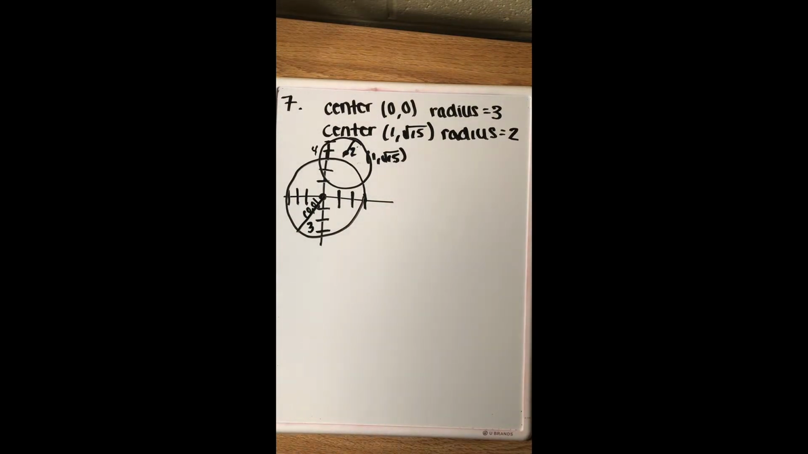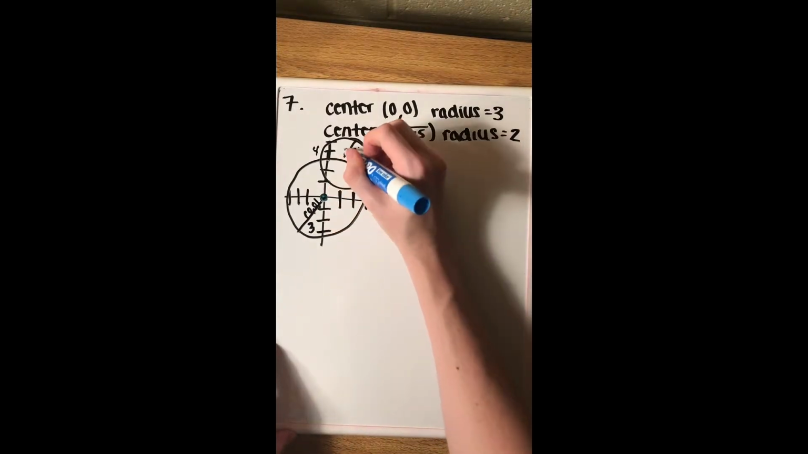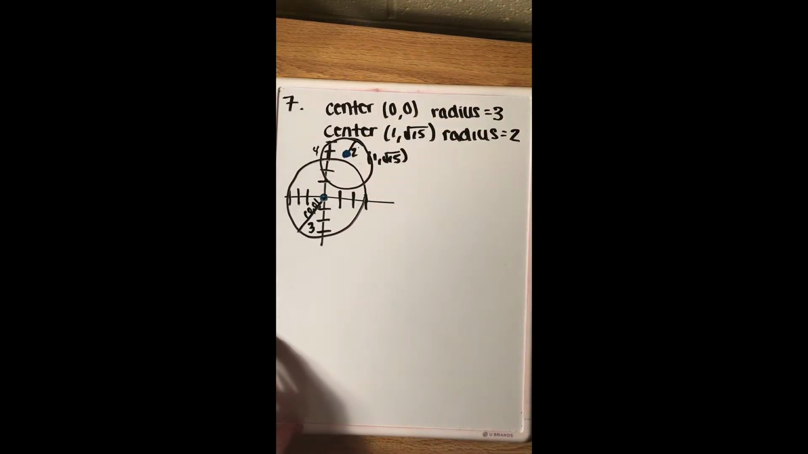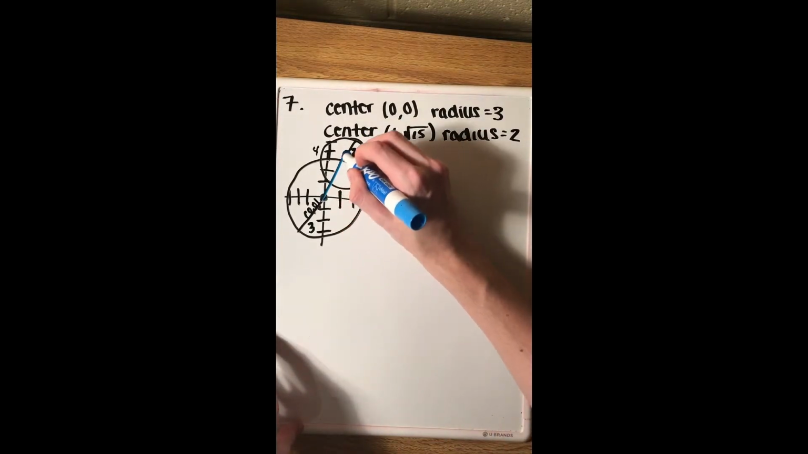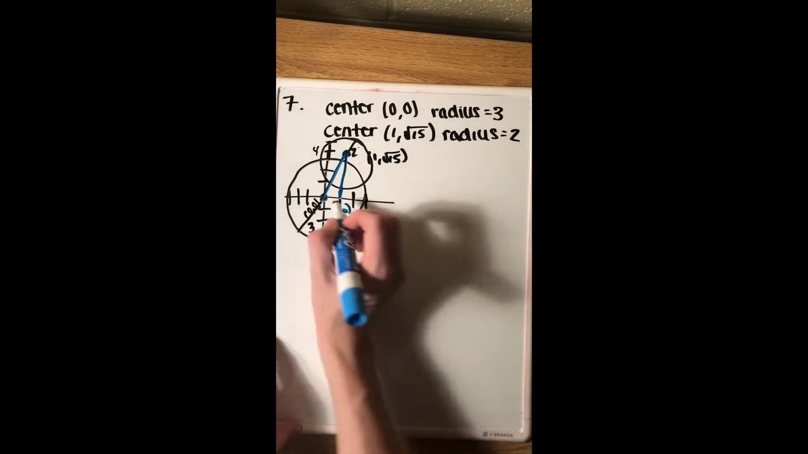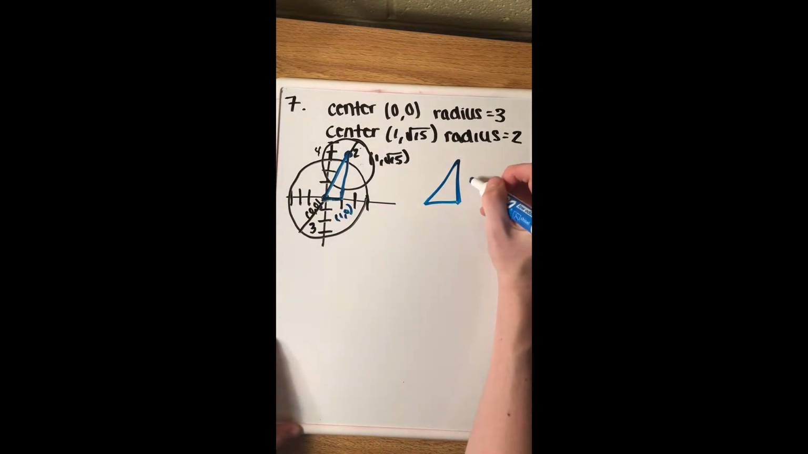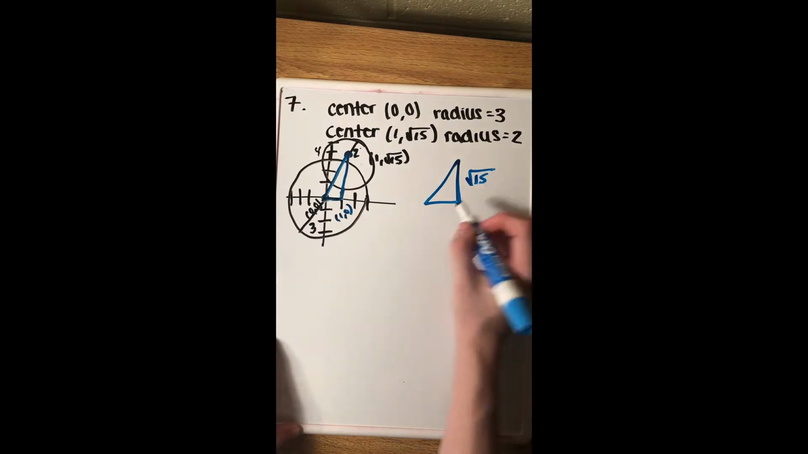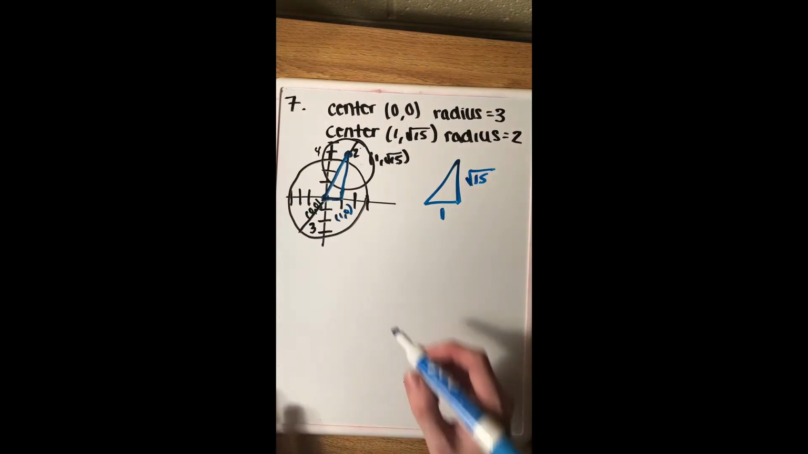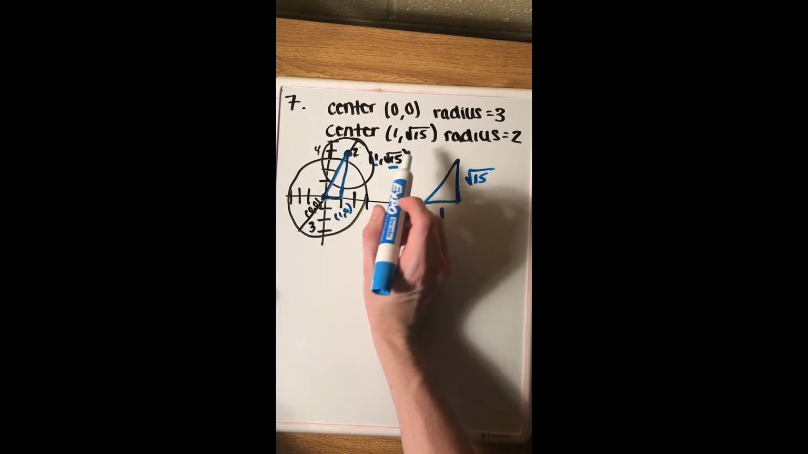So then what I did is I broke it up into 3 sections. I went from the origin, which is the center of this circle, to the center of this circle, which is 1, radical 15. And I drew a triangle straight up, and then down to the point 1, 0, and over. If I pull this triangle out, it has a y value of radical 15 and an x value of 1. This is because the center has an x value of 1 and a y value of radical 15.